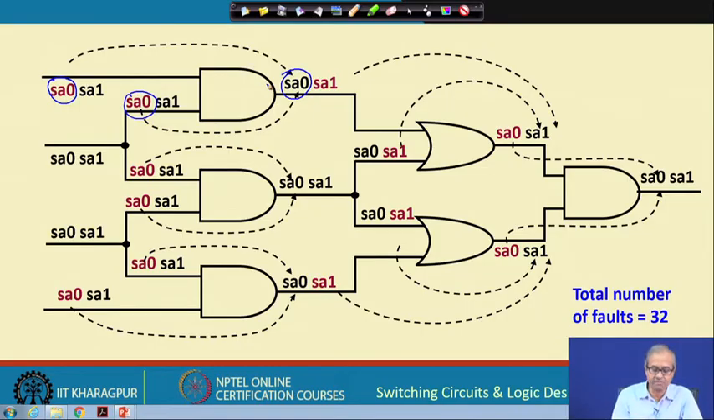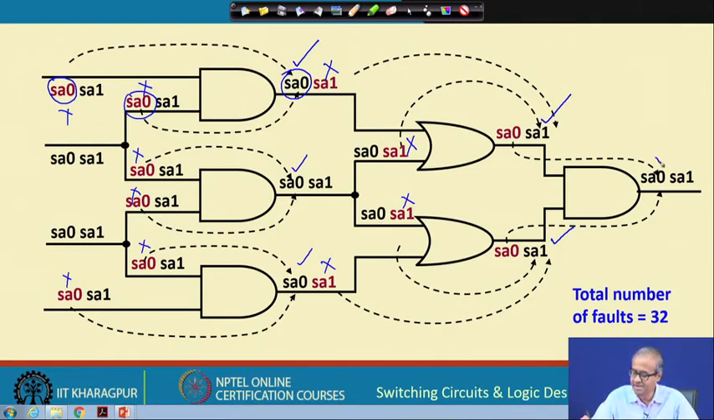So, using fault collapsing, I keep only one, and the other 2 I delete. The red ones are the ones I have deleted. Similarly, for the second one, I keep this, I delete this stuck at 0 and stuck at 0. Third one, I keep this, I delete this, I delete this. For an OR gate, the stuck at 1 faults are equivalent. So, I keep only one stuck at fault, I delete this, I delete this. Here, I keep this, I delete this, I delete this. For the last AND gate, I keep this, I delete this, I delete this.